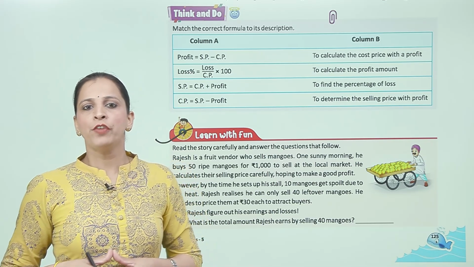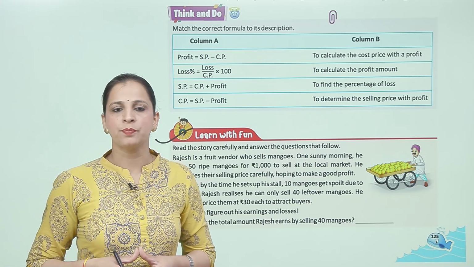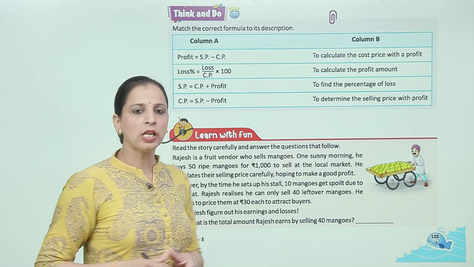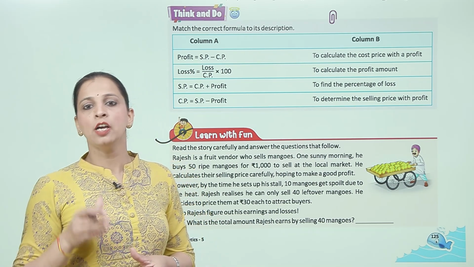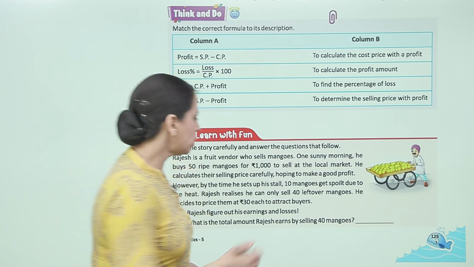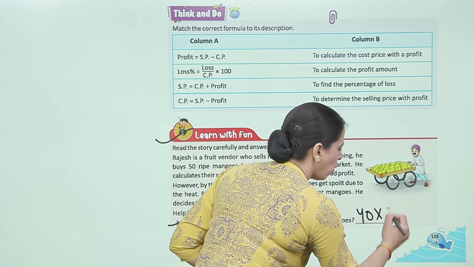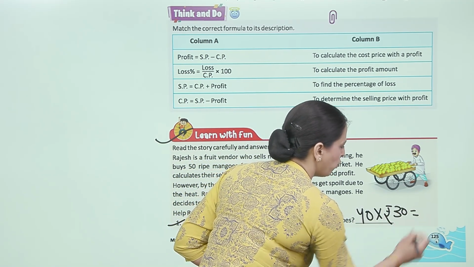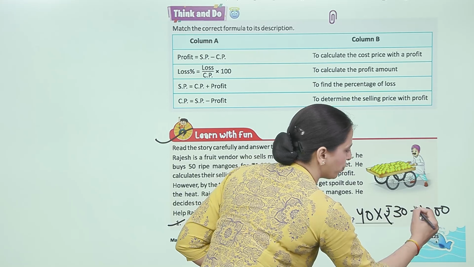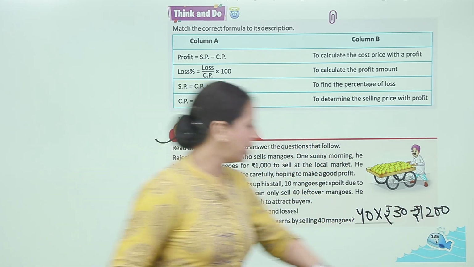Help Rajesh figure out his earnings and losses. Now first, what is the total amount Rajesh earns by selling 40 mangoes? 40 mangoes of rupees 30 each. 4 3s are 12. 1,200 rupees. Total amount is 1,200 rupees.